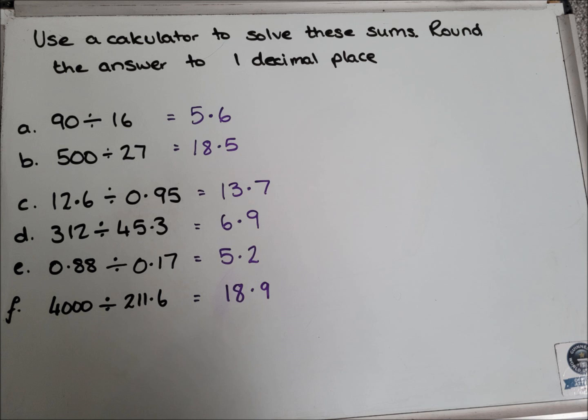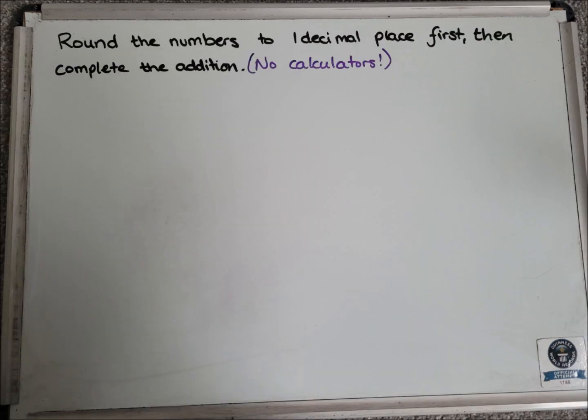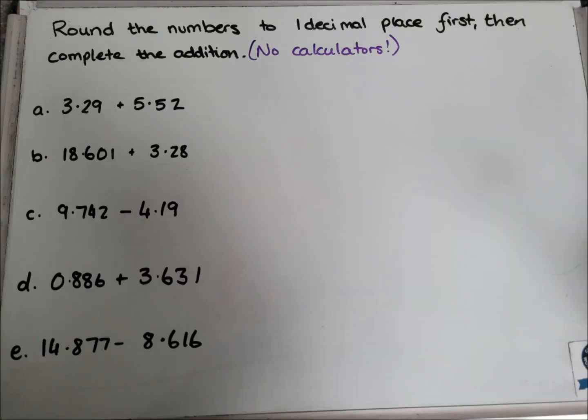Okay, last activity. This is a non-calculator activity, so put the calculators away. So round the numbers to one decimal place first and then complete the addition. Okay, so let's have a look at these examples first of all. So for example, in A, we're going to round 3.29 and 5.52. We're going to round those two numbers first and then we're going to complete the addition.